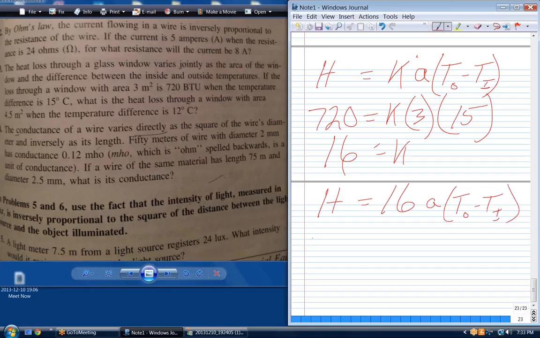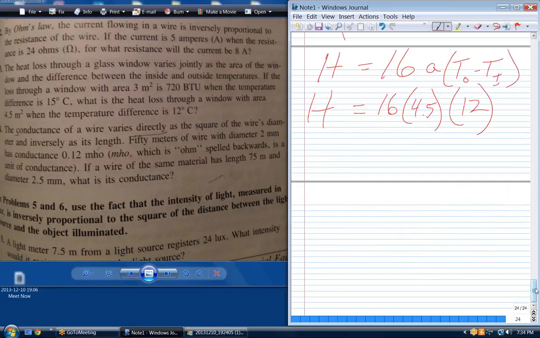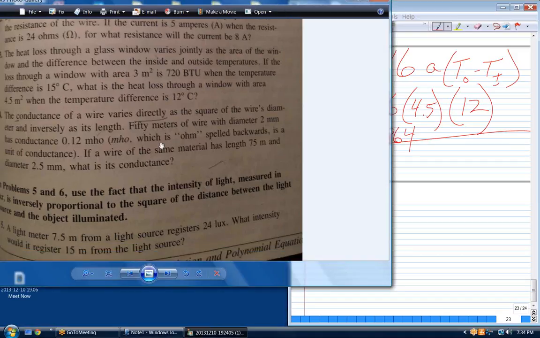Now I write that as two variables because they may not give you the difference. They may give you the temperature outside and the temperature inside. So for this one, the next step we're finding H, so 16 times 4.5 times 12, $864. Okay. Number 4.